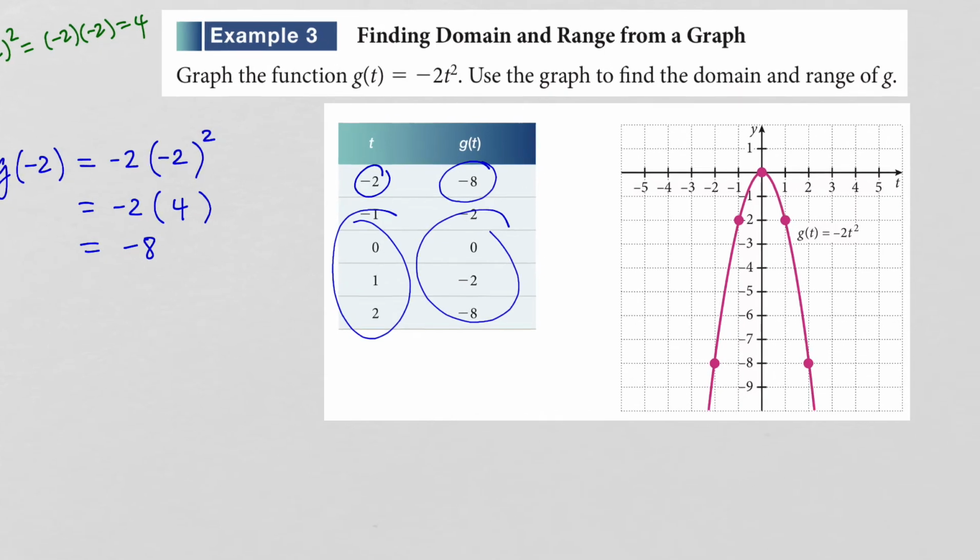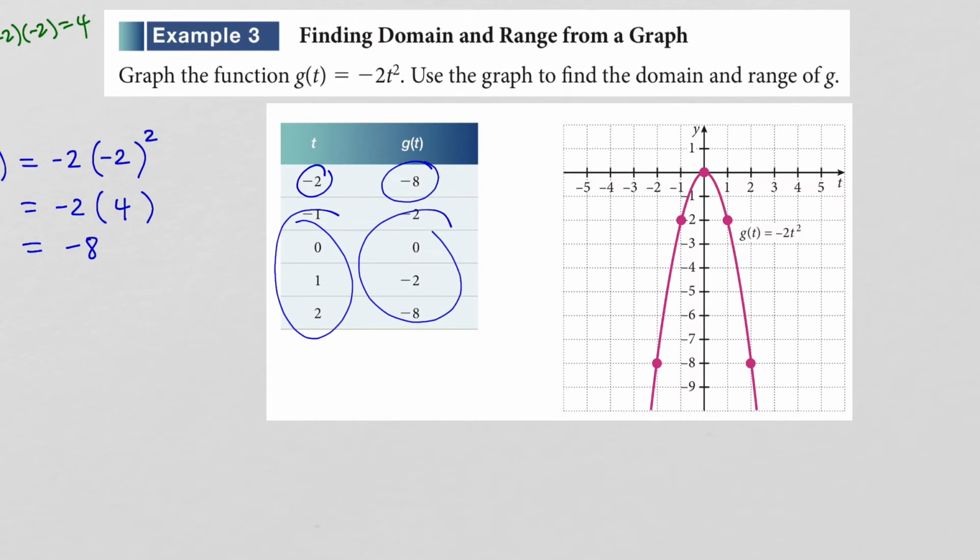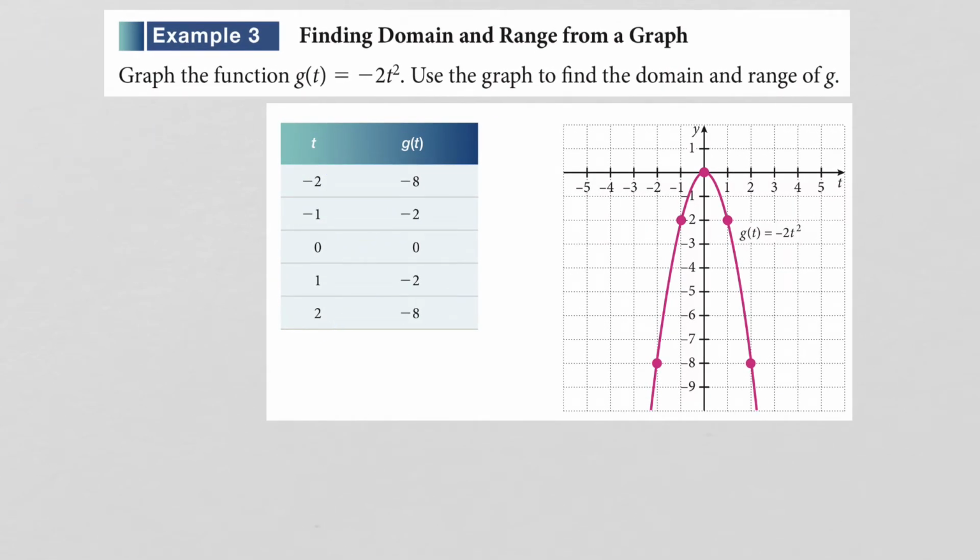Okay, now, what does that mean in terms of the graph? Well, if you take all of those numbers that we get here, all these points, and you plot the points on the graph, so -2, -8 is here, -1, -2 is here, 0, 0, +1, -2 is here, and +2, -8 is here. And when you plot those points, you can see that we get this sort of upside down U-shaped graph, which we call a parabola.